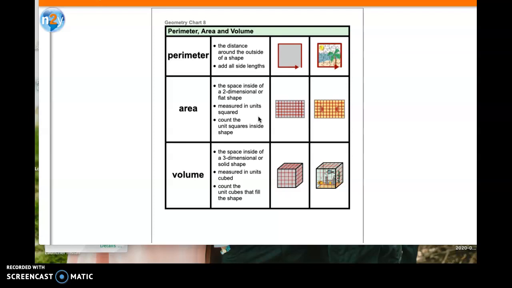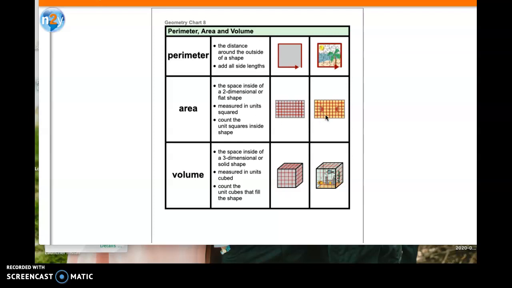Okay, this lesson is going to be on area. So the last one we talked about perimeter, which was the distance around the outside of a shape. Like the distance around this puzzle is an example. The area is the space inside. So it's two-dimensional, so it's on the floor.